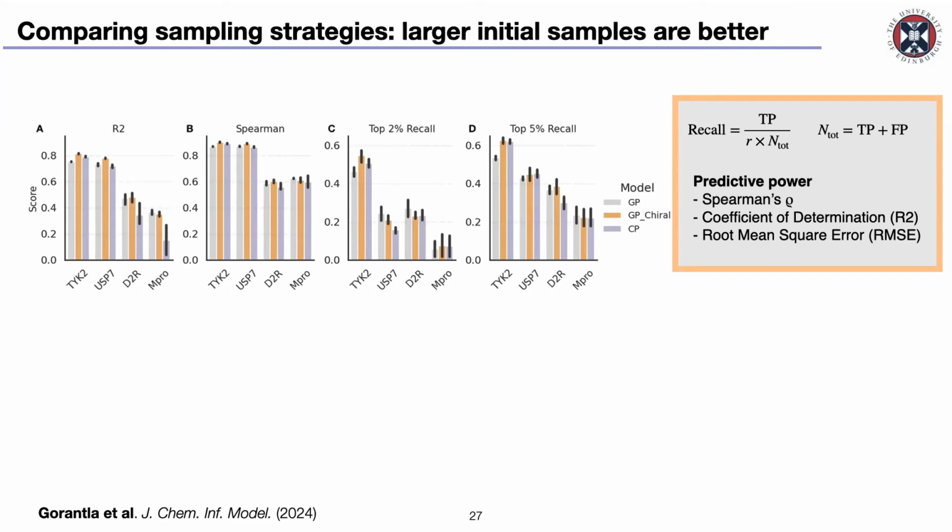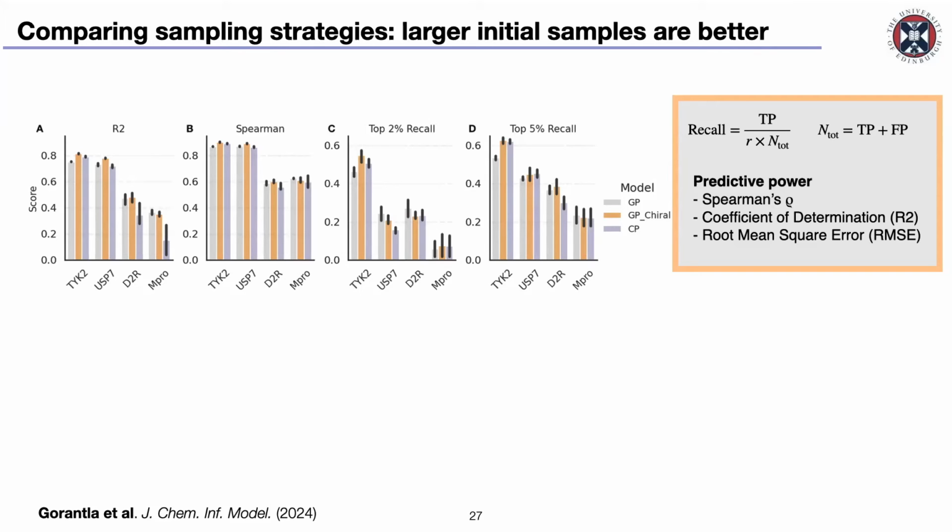So we have our data sets. We want high score for rank, and we have our Gaussian process. Ignore the Gaussian process. Chiral is basically the same thing, and our ChemProp model. And what you can see is mostly they kind of perform similarly, apart from when our data sets become small, and then the Gaussian process actually performs better than our ChemProp. And in terms of top recall, the more compounds you have, the better it is.